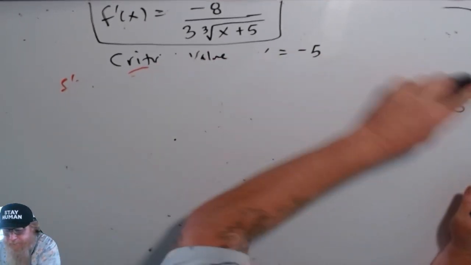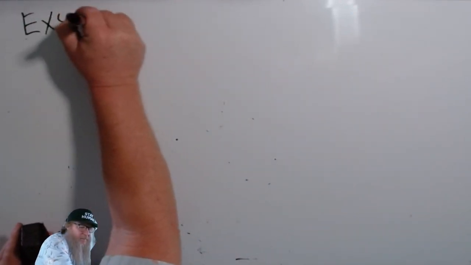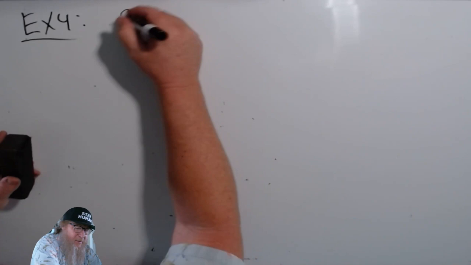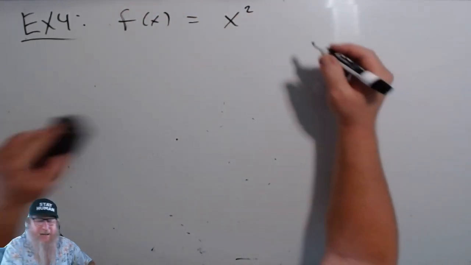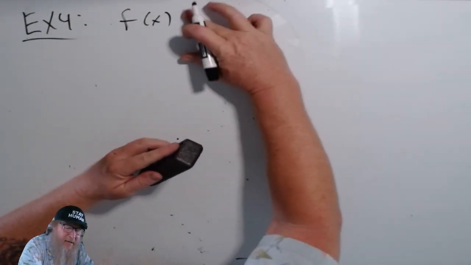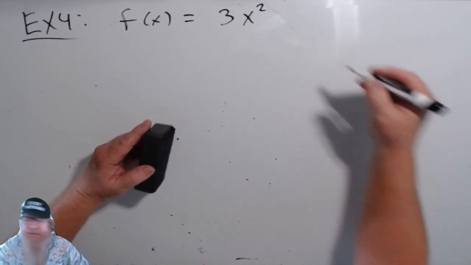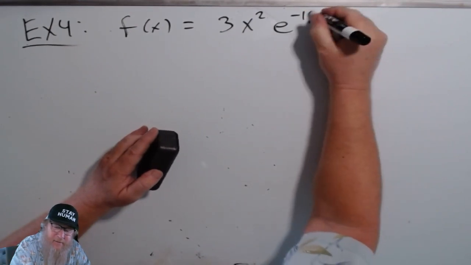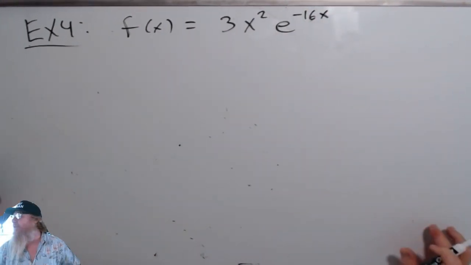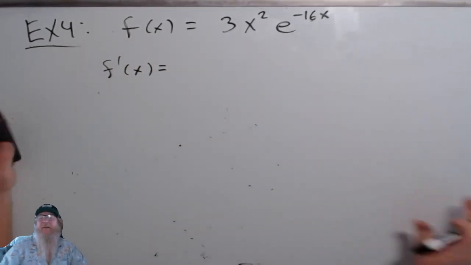Let's do one more. Kind of going through one of each type here. So let's do, this is one we did yesterday. It's not exactly the same, but it's in the same family as one we did last time. 3x squared times e to the -16x. It's the family of exponential functions. So let's find the derivative.